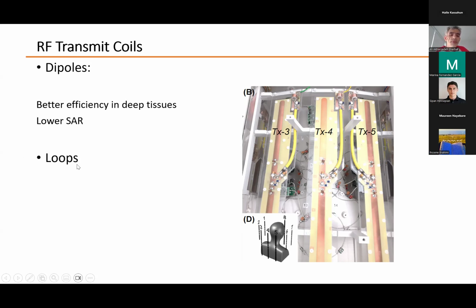The other notable transmit coil is the loop array. In the loop array, loop elements are used instead of dipole elements, so we will have loops all around the subject. And some people use a combination of dipoles and loops in the transmit coil as well.